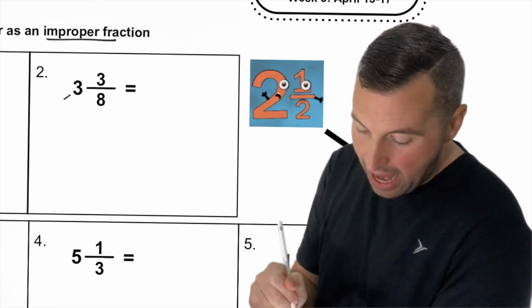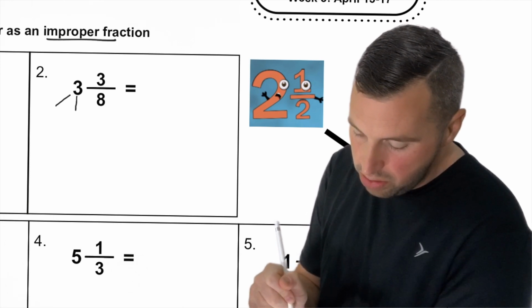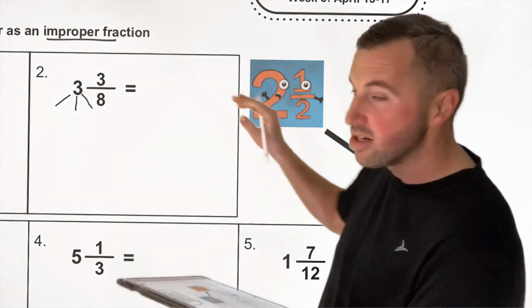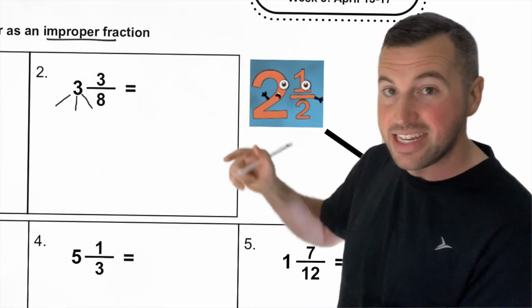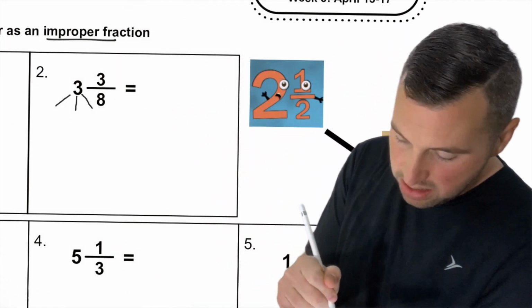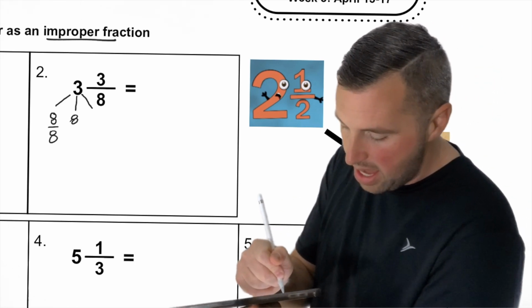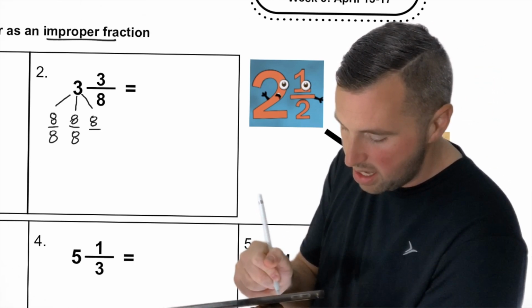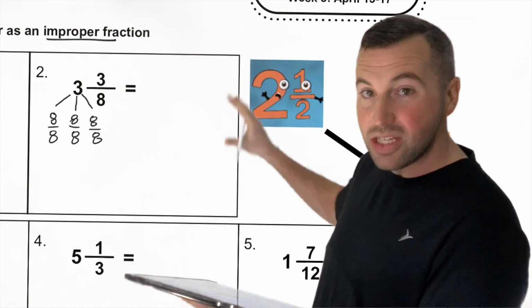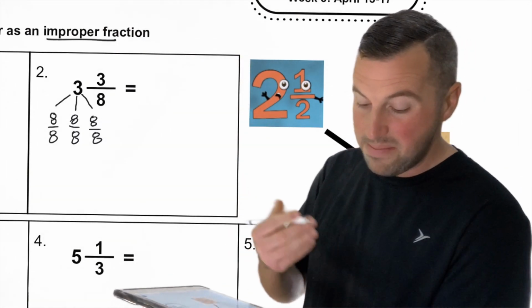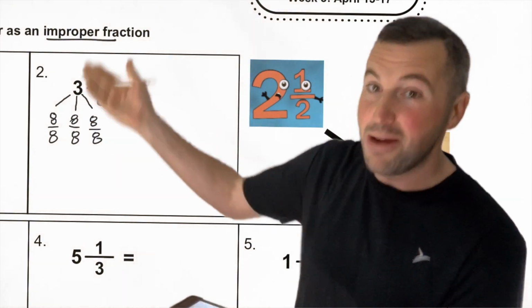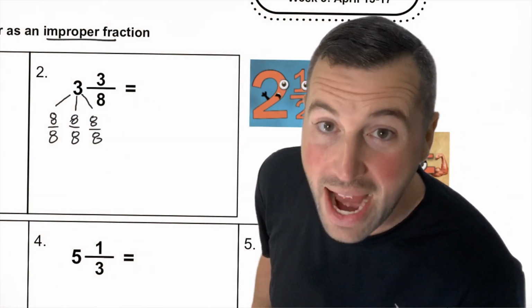But how many do I have? I have 1, 2, 3 wholes in here. So you have to pull out 3 little lines. You have to do that. Okay, so what is a whole? A whole is 8/8, 8/8, and 8/8. So that's how you're showing that. Now all I have to do is add up how many 8s we are, and we've got our improper fraction.